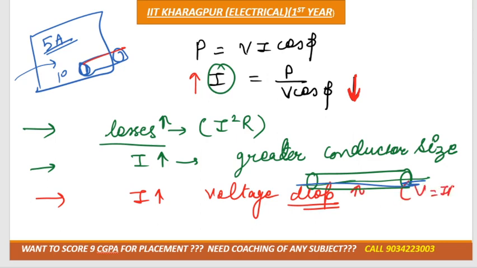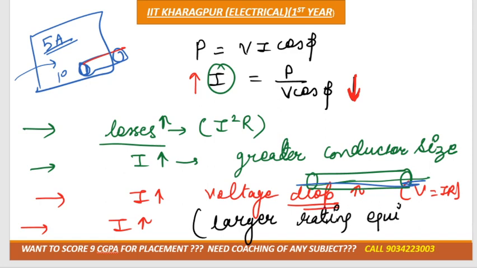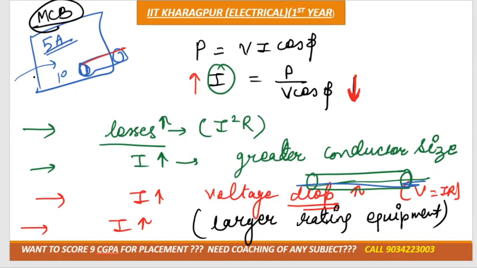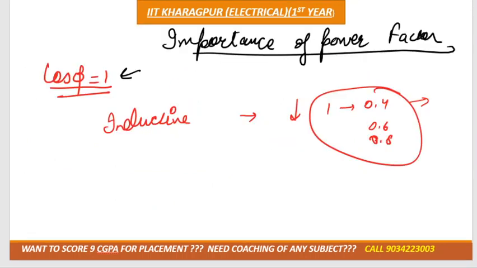Because according to V equal to IR. Next, if current increases, then we need to use larger rating equipment. Larger rating equipment means, suppose at your home you are using an MCB of 5 ampere, but if from the government side the current is increased, then you need to buy a bigger MCB, right? So all these are the disadvantages of a decreased power factor. That's why, instead of doing all these things, we generally focus that the power factor should be increased to 1 or nearby to 1. Understood?